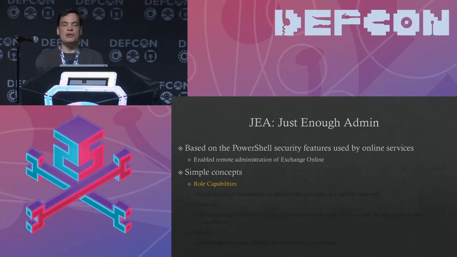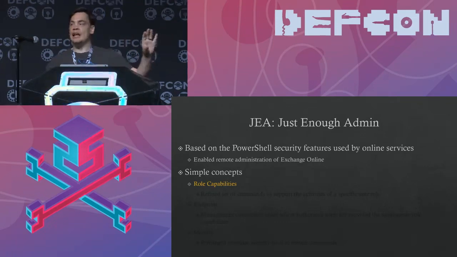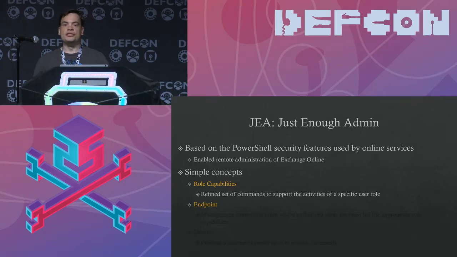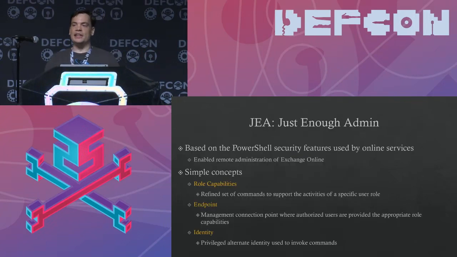So it's based on three simple concepts. One is role capabilities. So this is making sure and defining what people are allowed to do when they connect. Then there's the endpoint, which is the configuration that happens when they connect to the machine itself. And then you've got the identity. So this is when they connect, what is the identity that runs the commands that this person is running? So these three things together are what lets you lock down a machine like crazy.